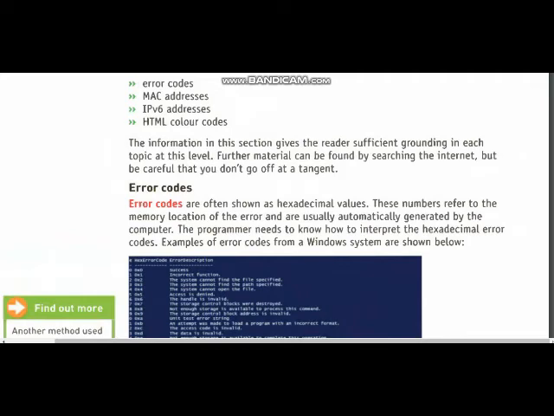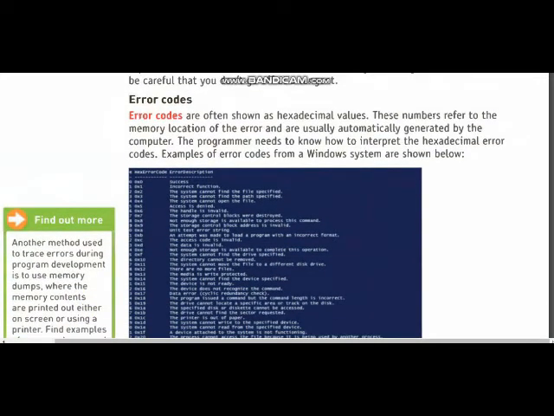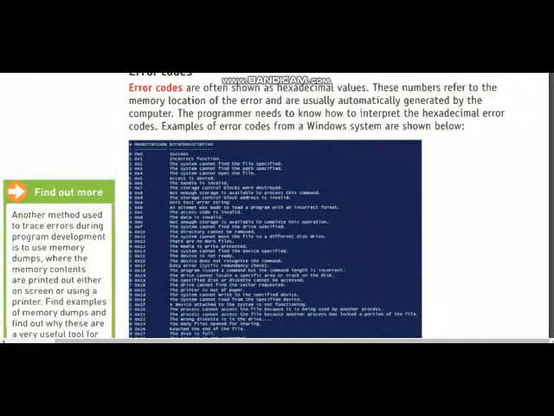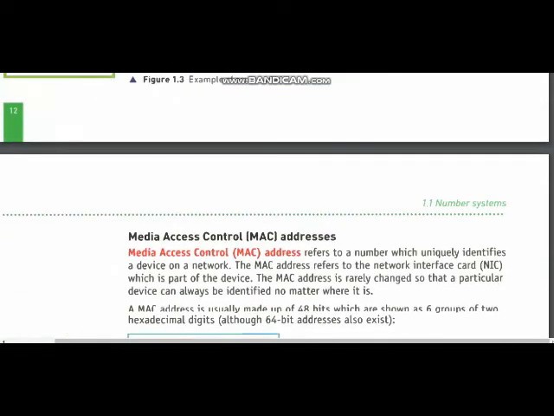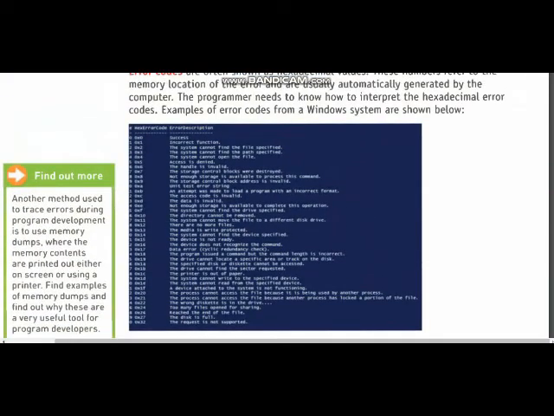The first use of the hexadecimal system is in error codes. The locations inside our memories are written in the form of hexadecimal numbers. So if an error occurs somewhere inside your hard disk, that error is shown to you on the screen with its address, with its location. So it becomes easier for you to find the error inside the computer or in your file, if you know the location and the detail of the error.